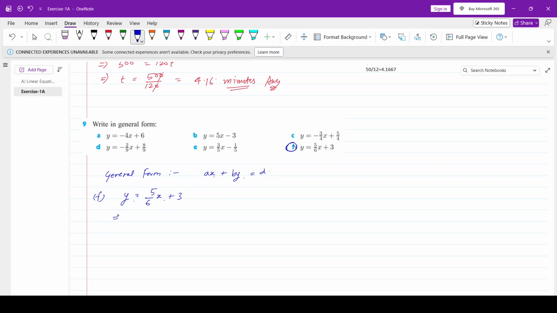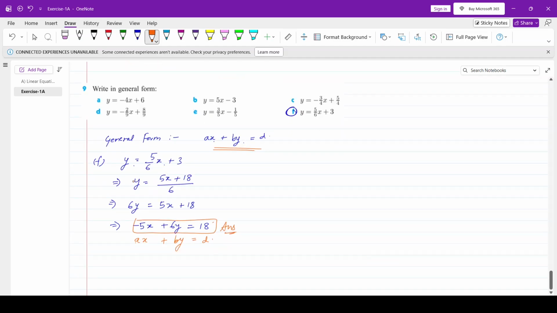These could be numbers. So y is equal to, taking LCM on the right hand side, we get 5x plus 18 divided by 6. Now moving 6 over to the left side, 6y is equal to 5x plus 18. And if we bring this x onto the left side, we get minus 5x plus 6y is equal to 18. This equation is of the same form which we have written here. This is the same as ax plus by is equal to d, where d is equal to 18, b is equal to plus 6, a is equal to minus 5. So this is our answer.